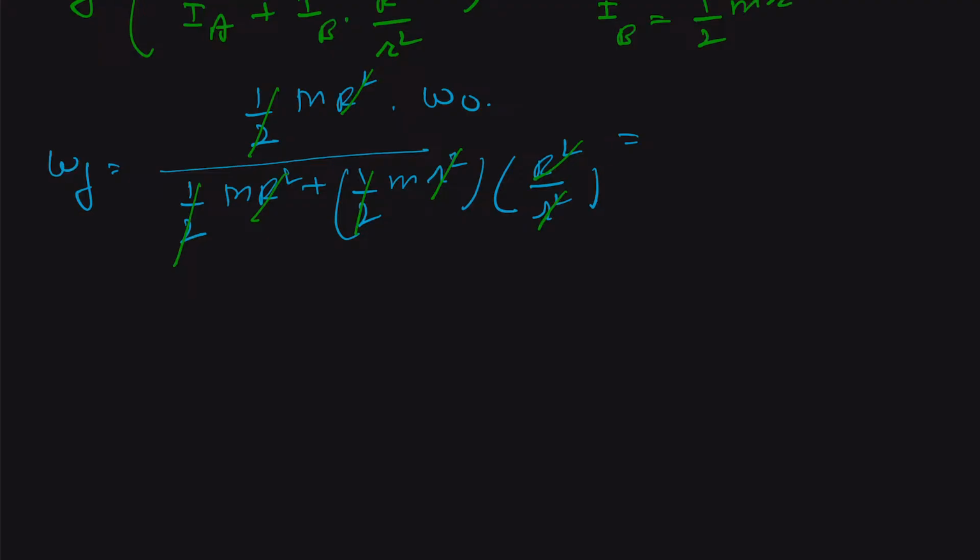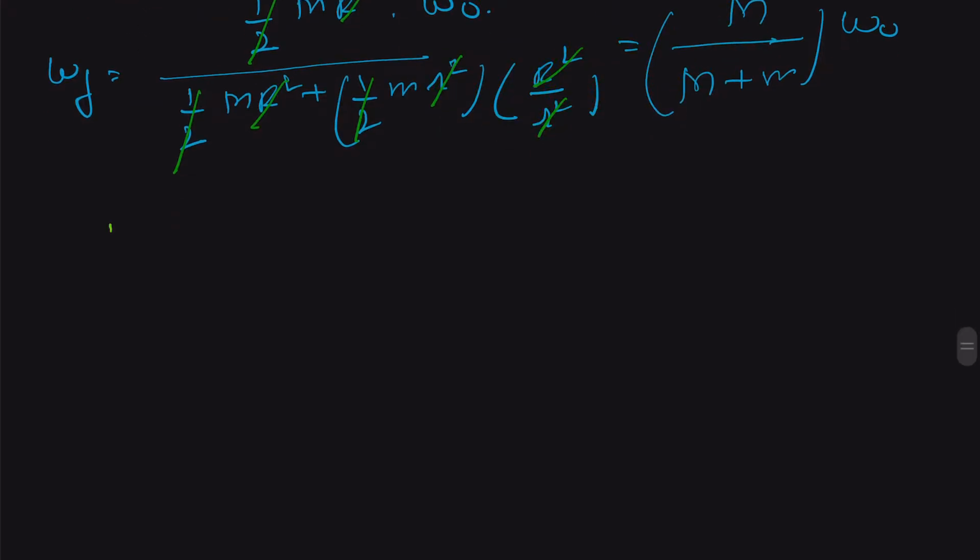So we get that our VF will be equal to capital M divided by capital M plus small m times omega naught. So we get our final angular velocity of our A will be equal to capital M plus small m times omega naught. And come to the next question.